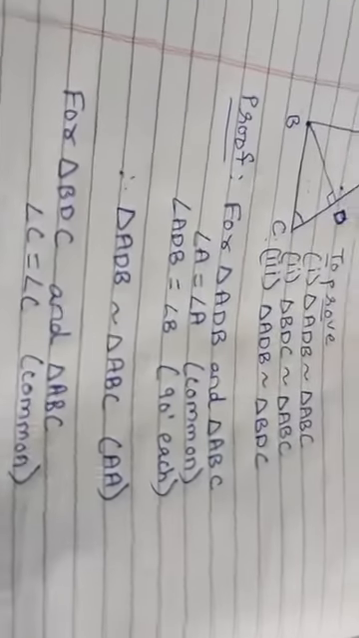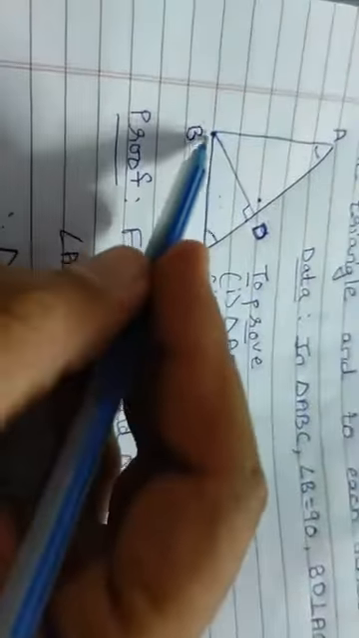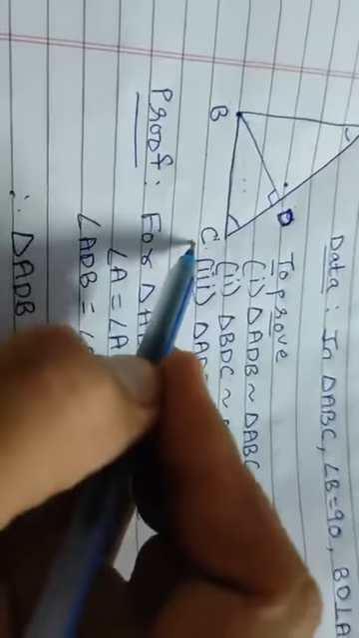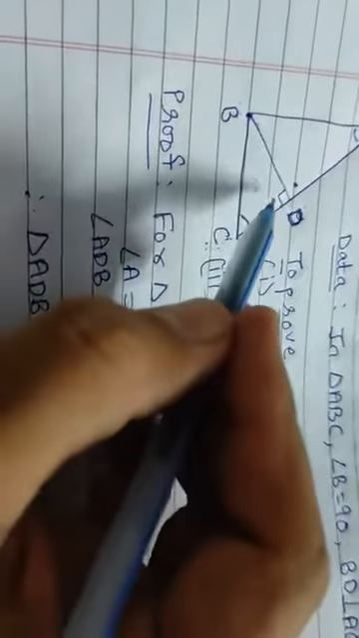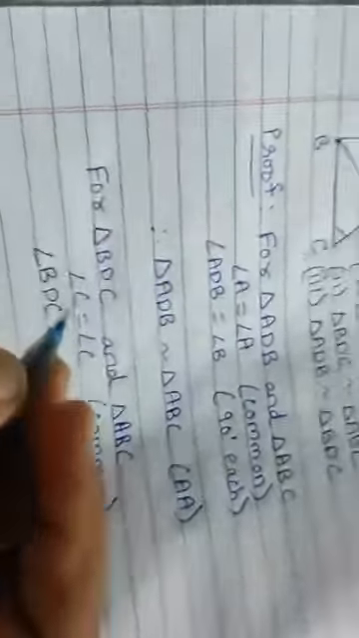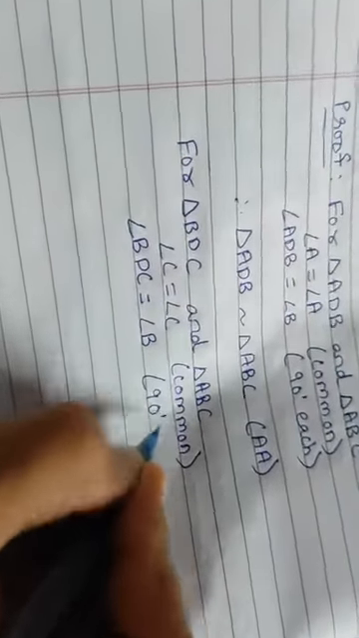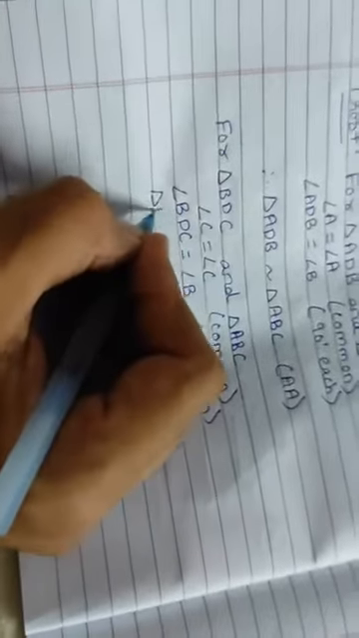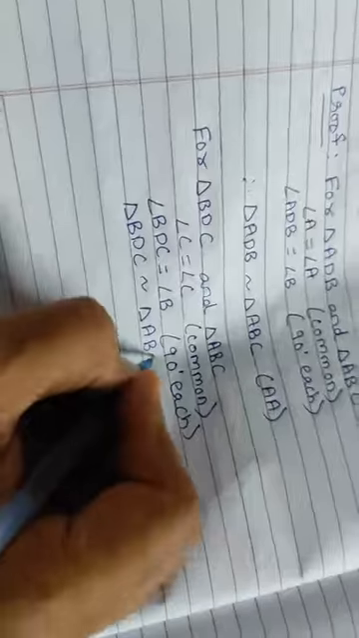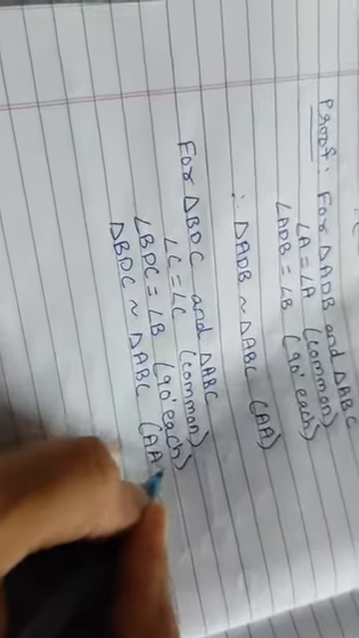What else? Now let's check in triangle BDC which angle is 90 degrees. So in triangle BDC, angle D is 90 degrees because BD is a perpendicular. So angle BDC is 90. And in the whole triangle ABC, which angle is 90? Obviously angle B. So students, these two triangles are similar. The reason you all know, AA. So according to AA, both the triangles are similar.